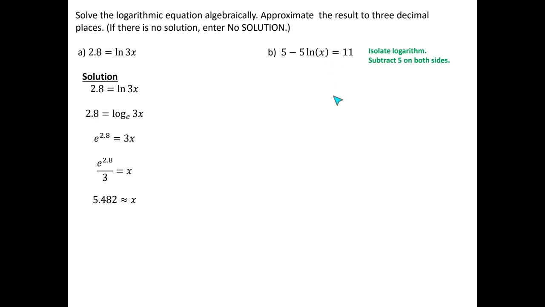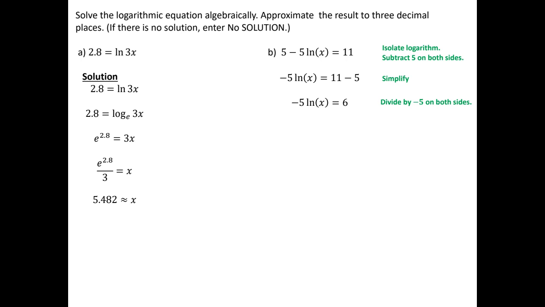Okay, on this next one, we need to isolate that logarithm. We need that logarithm to be by itself. So I'm going to go ahead and subtract 5 on both sides. And we end up with 6. And then I'm going to divide by that negative 5. And so we end up with natural log of x is equal to negative 6/5.